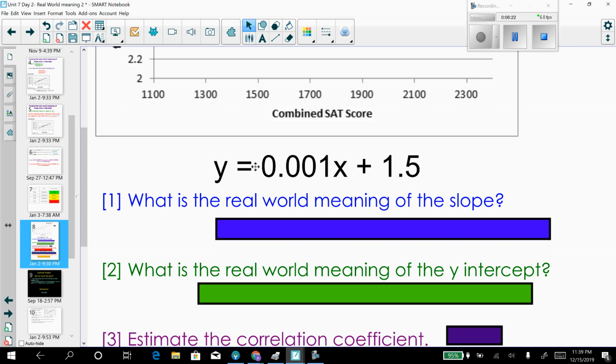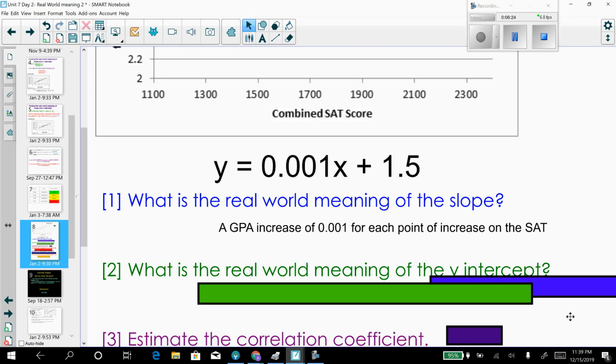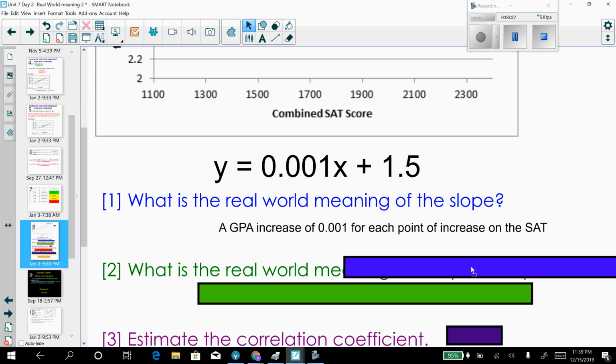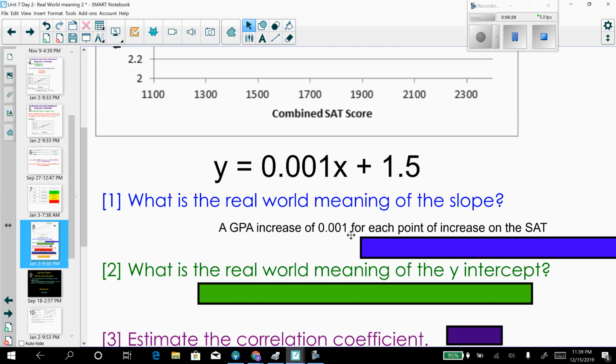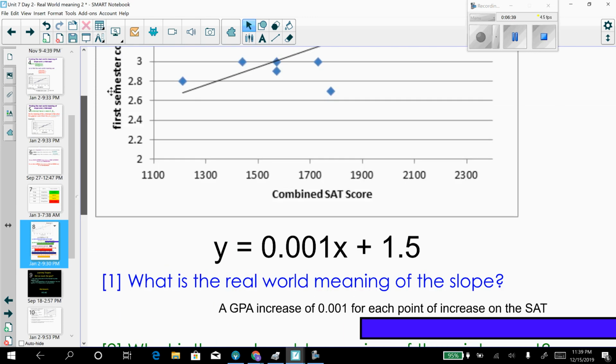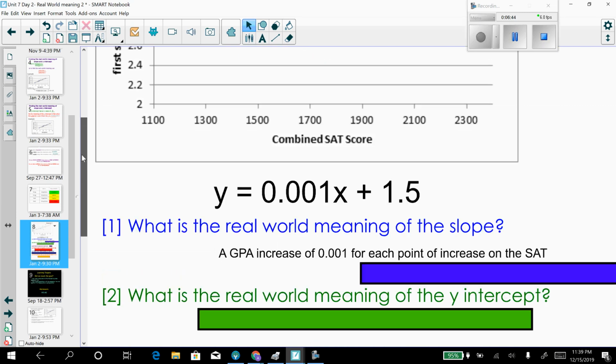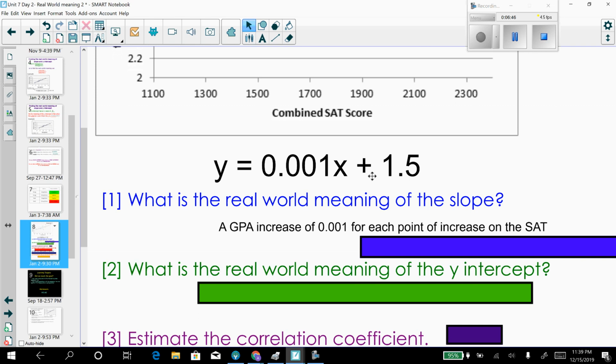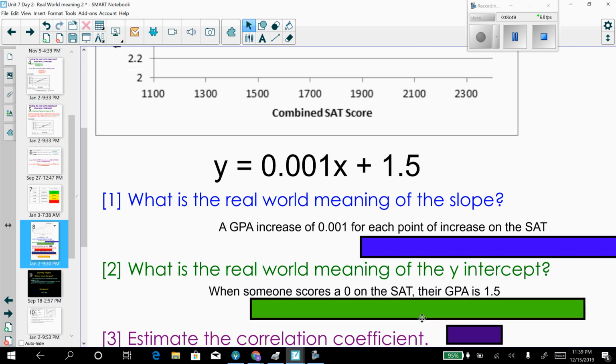Well, let's first identify this as the slope. So our real world meaning means a GPA increase of 0.001 for each point of increase on the SAT. So again, using our units here, change in Y, first semester GPA, over change in X, combined SAT score. The real world meaning of the y-intercept, there's our y-intercept of 1.5. So when someone scores a 0 on the SAT, when X is 0, their GPA is 1.5.